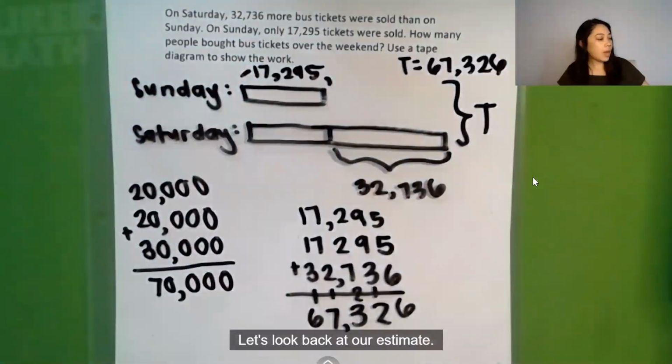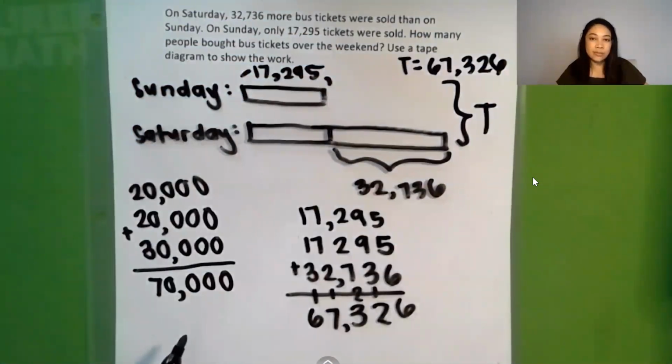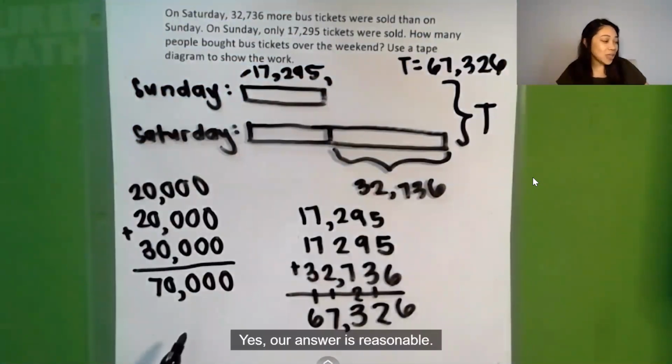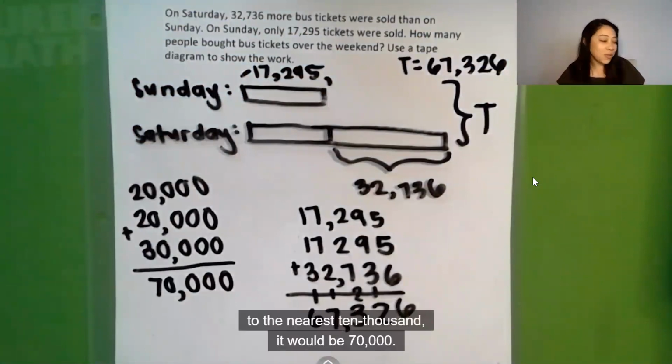Let's look back at our estimate. Is our answer reasonable? Yes, our answer is reasonable. If we were to round 67,326 to the nearest 10,000, it would be 70,000.